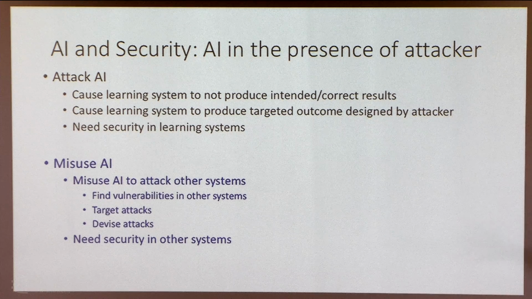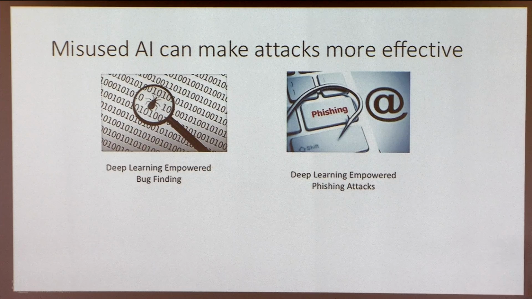So far, for AI and security, what I've been talking about is the first part, which is how, in the presence of an attacker, attackers can attack AI, causing the learning system to do the wrong things. But on the flip side, there's another part of the intersection between AI and security, which is how an attacker can misuse AI. And in this case, the attacker can misuse AI to attack other systems. Whereas to prevent the attacker from attacking AI, we just need security for learning systems. We just need to figure out how to build better, stronger security systems. But when the attacker is misusing AI to attack other systems, we actually need security in other systems, which is an even harder task. And there are already some examples where, for example, deep learning can empower bug finding. There has been some recent work on this, and also deep learning can empower, for example, phishing attacks by using a deep learning system to look at your social media and so on.